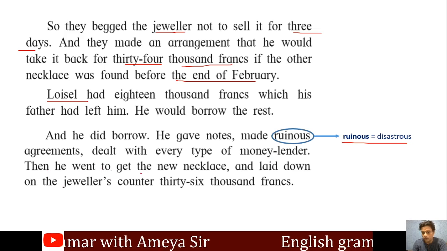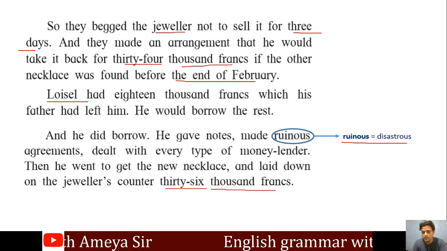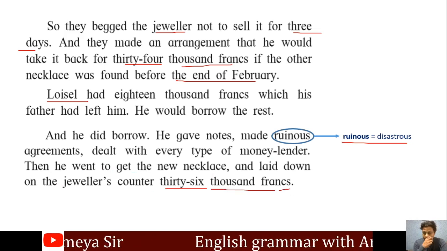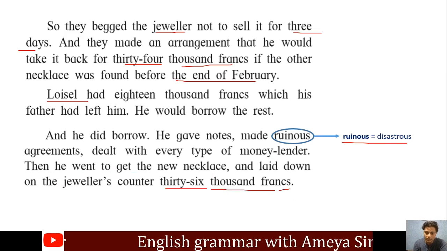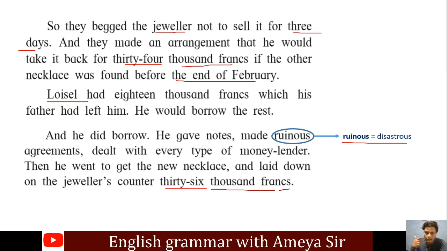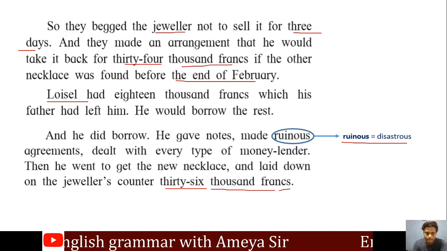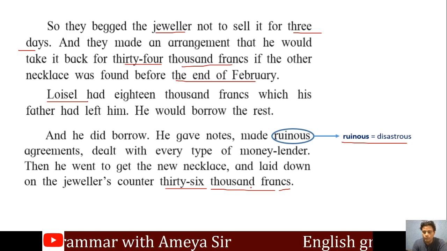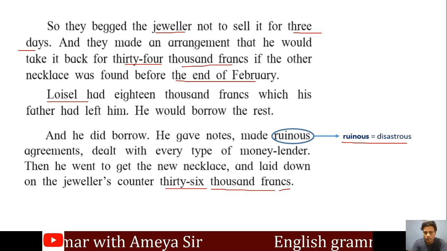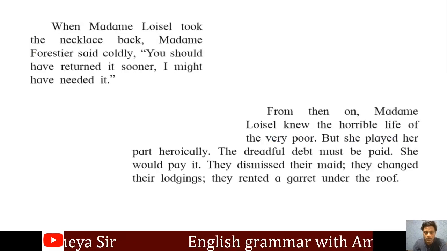Then he went to get the new necklace and laid down on the jeweler's counter 36,000 francs. Guys, this is very important for you not to forget that they're not rich. They know that they are going to have to work hard in order to manage this kind of money. I think there's only one meaning to note here, so I'm not going to pause. Let us continue, guys. You can pause the video to write down the meaning of ruinous. For the moment, I'll just simply continue. I'm reading the next part now.